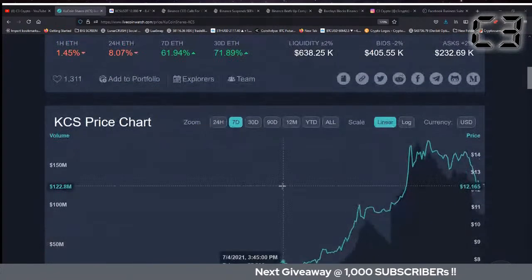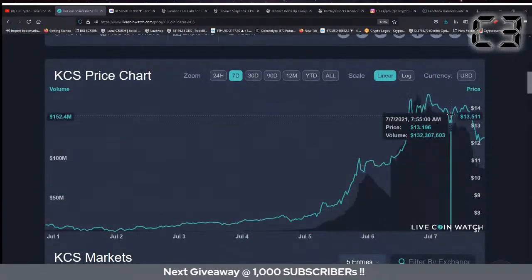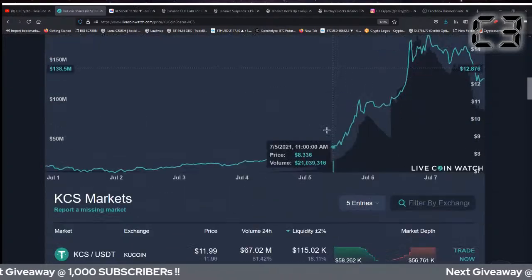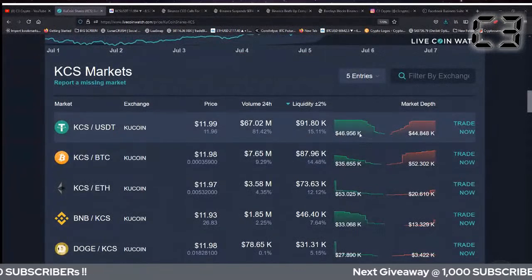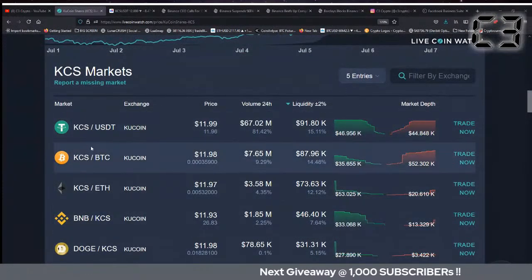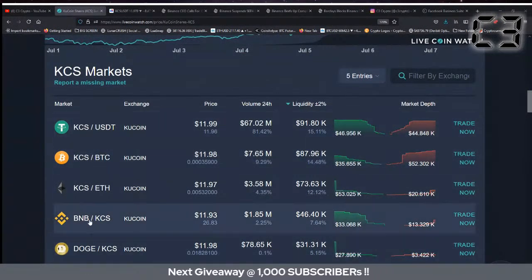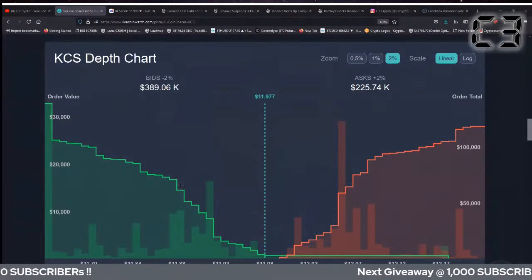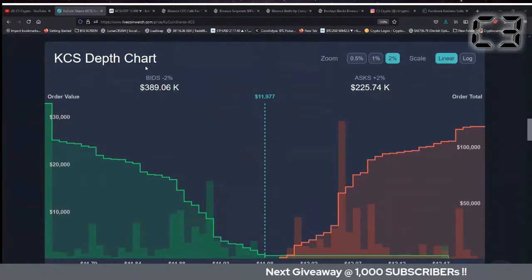So if you come down here, you can see a cool little linear chart, not as in depth as Al's charts, but this is a quick little overview. This is a sweet place to show you where you can buy it against what pair. So this is kind of a different pair right here, BNB against KCS. So that might be something to look into. But the main thing I wanted to show you guys was this depth chart.